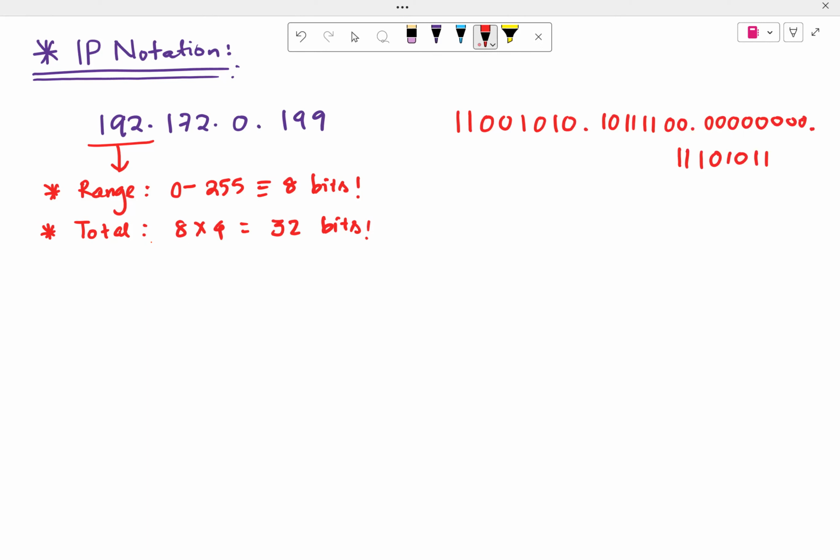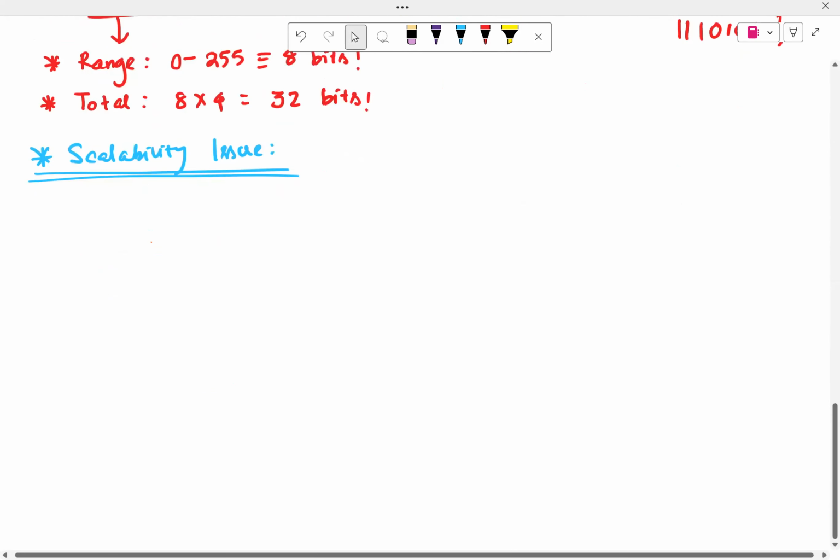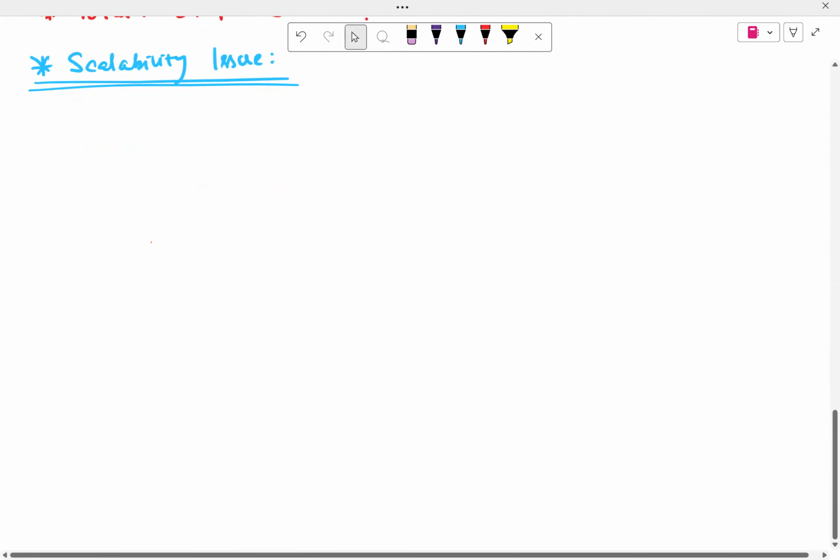Something like this is an example of an address. Okay, so this is done. Then comes the scalability. The scalability issue is like this.